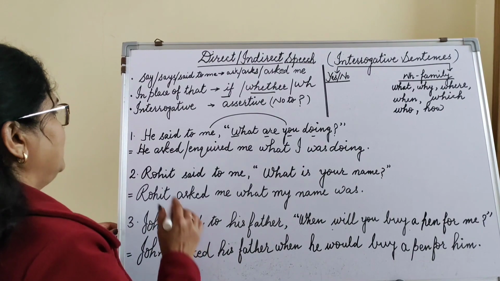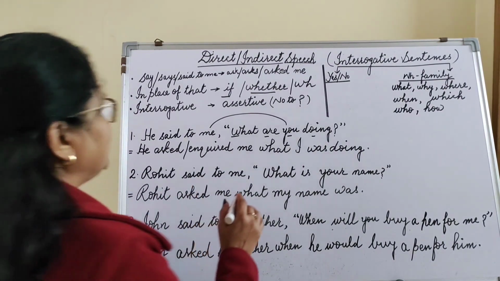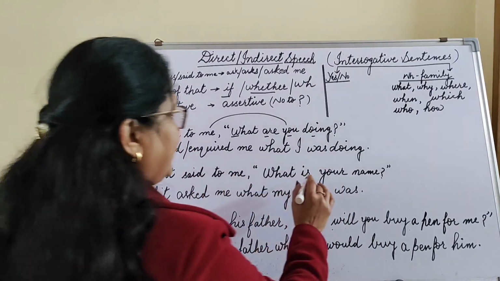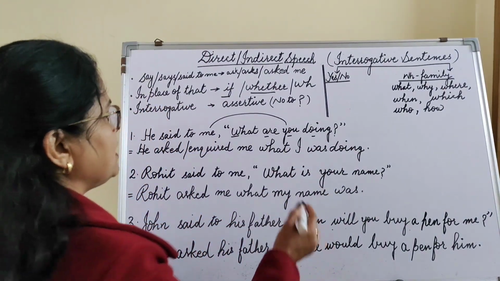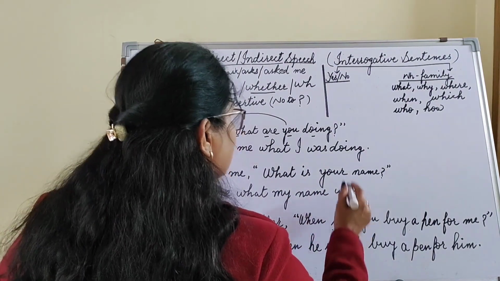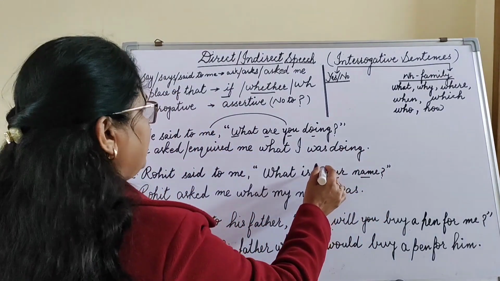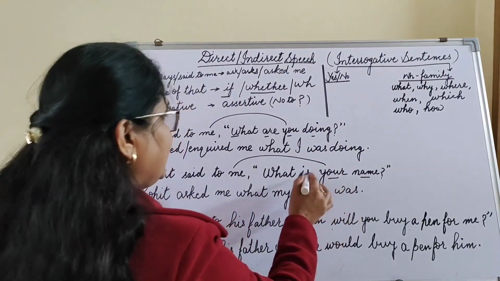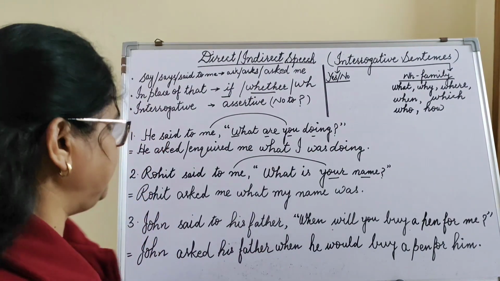Okay. Second one. Rohit said to me. Rohit asked me. Now, what is your name? What will come as it is. Your name. It is a present tense. You will change it into past tense. So, what is your name will change to what my name was. First, it will come what? Your name. Okay. So, your will change again according to me. So, my and name. And then is will change to was. So, Rohit asked me what my name was.